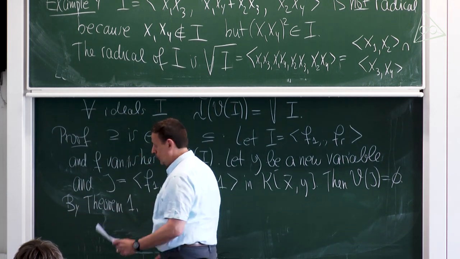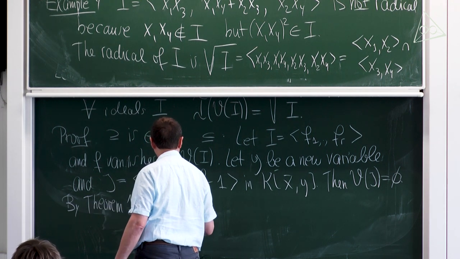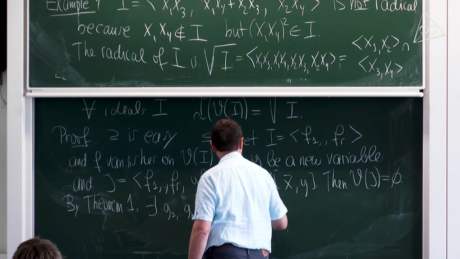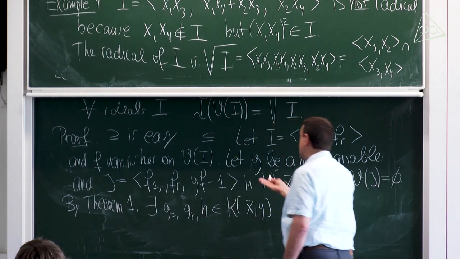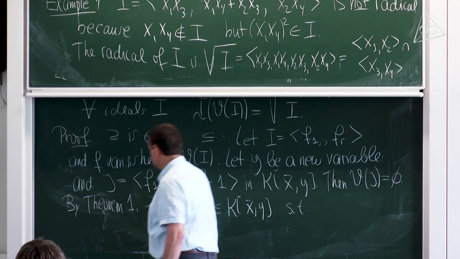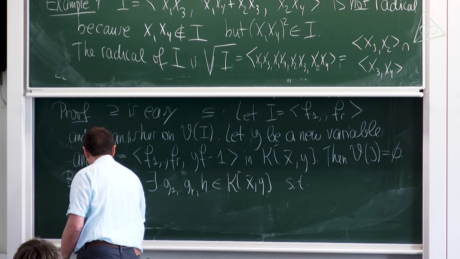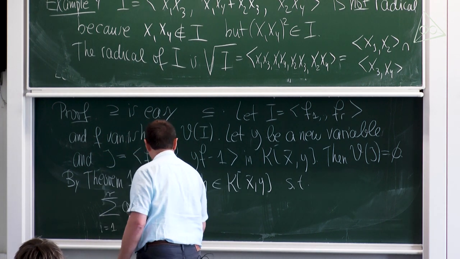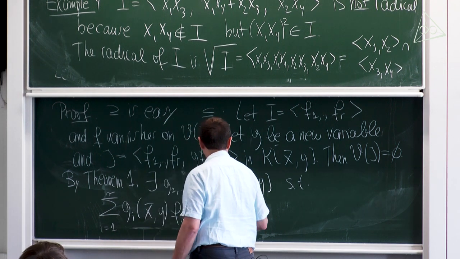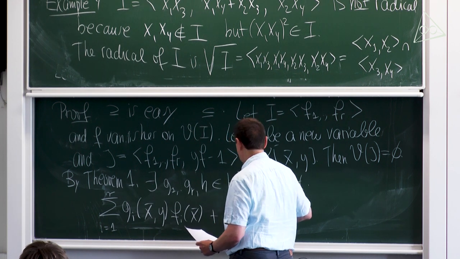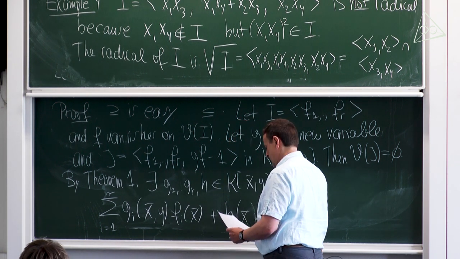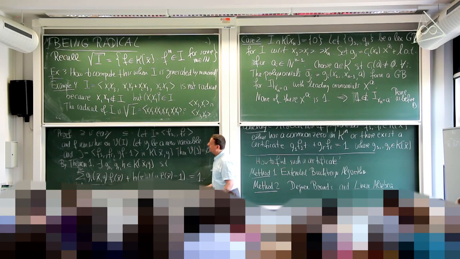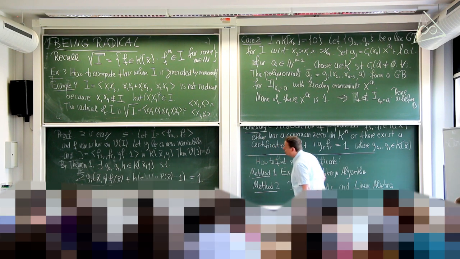Now, by the previous theorem, the first version of the Nullstellensatz, theorem one from a couple minutes ago, we know that there is a certificate. So there are multipliers, g1 up to gr, and h in the polynomial ring in n plus one variables, which certify the infeasibility of this system of equations. So this certificate takes the form: the sum from i equals 1 up to r of g_i times f_i, where these multipliers may use all the variables, plus another multiplier h, which can also involve y, times y f minus 1, and the whole thing is 1. So we know that there exists a partition of unity certificate that shows there's no solution.